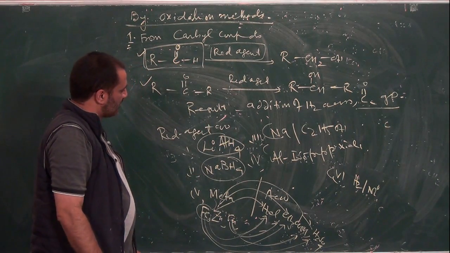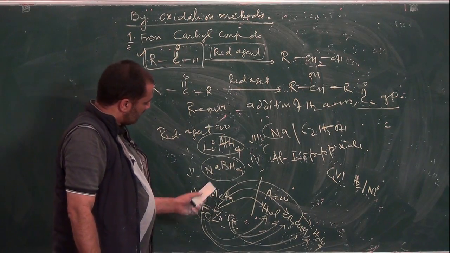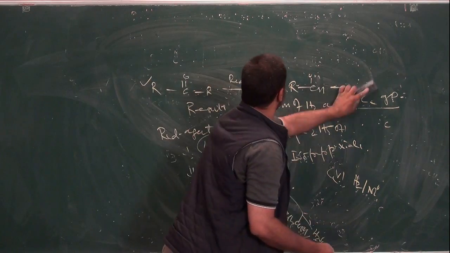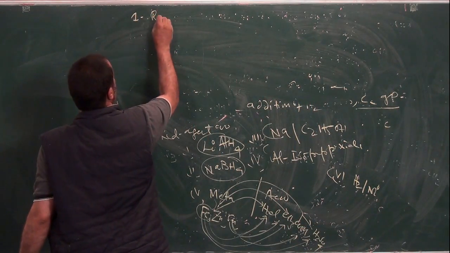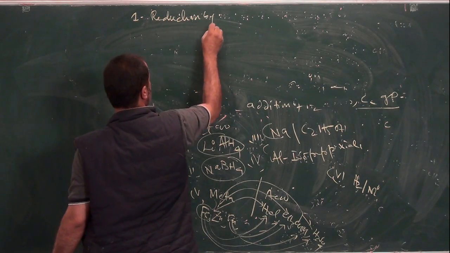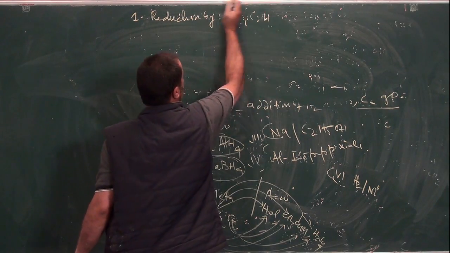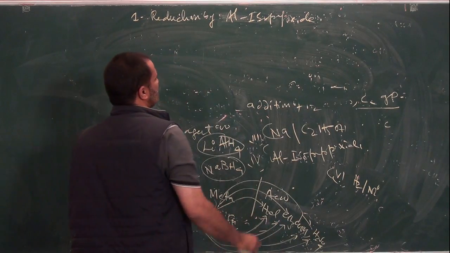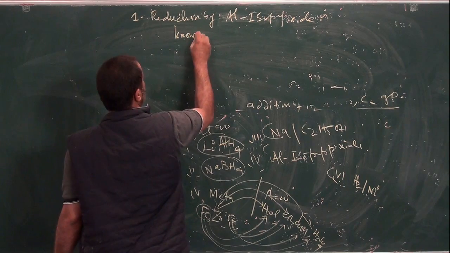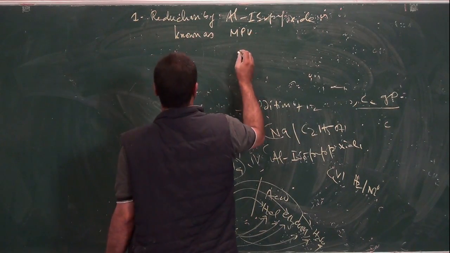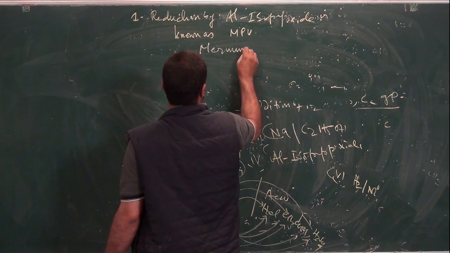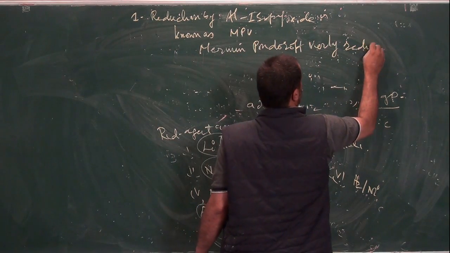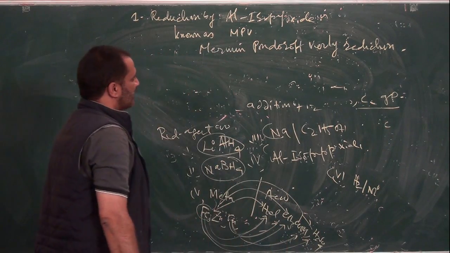Now, very important points you will note down. Number one, reduction by aluminum isopropoxide is known as MPV reduction, Meerwein-Ponndorf-Verley reduction.